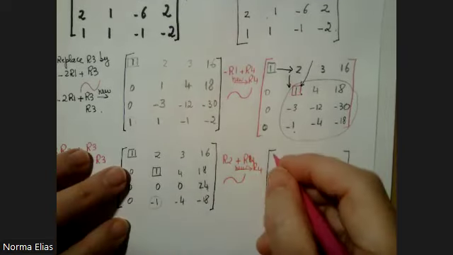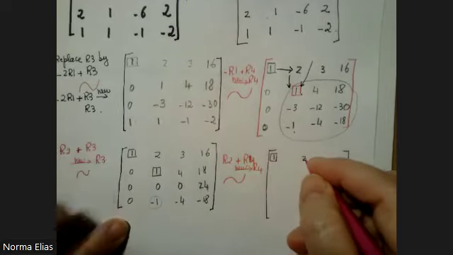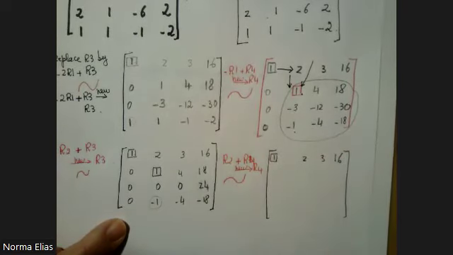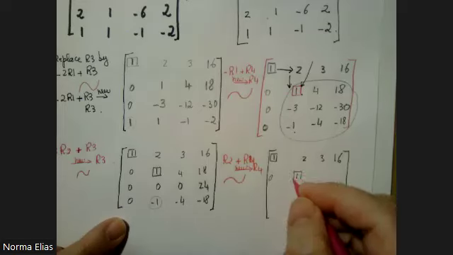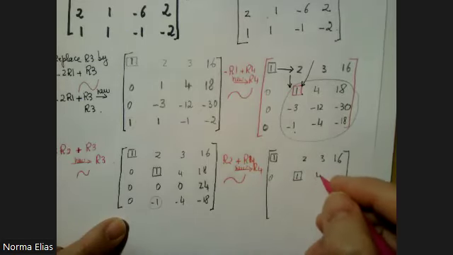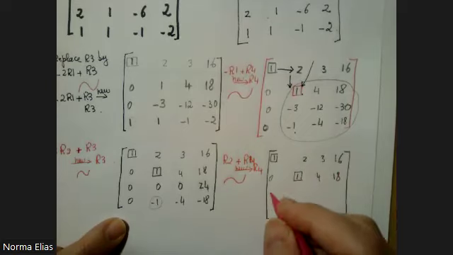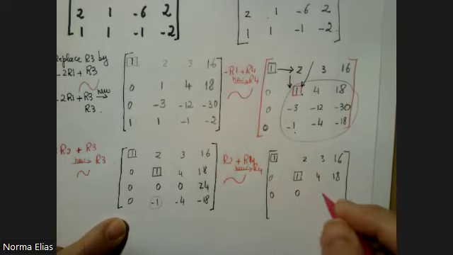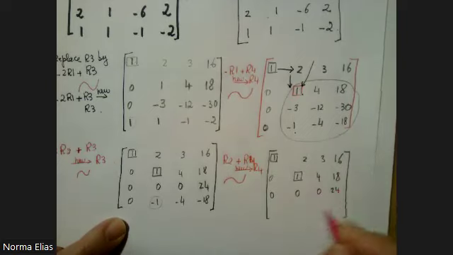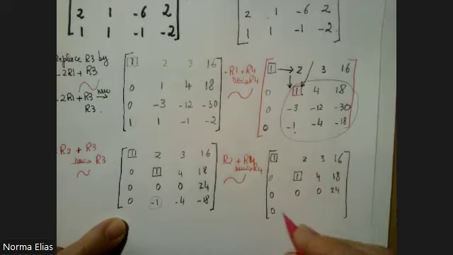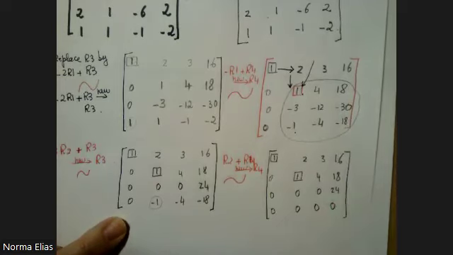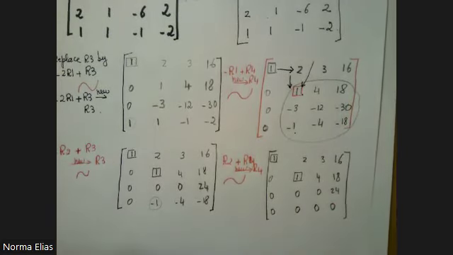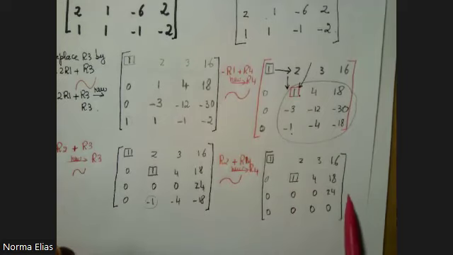Okay, so the first row, I did not touch it. 2, 3, 16. Second row, 0, 1, 4, 18, 0, 0, 0, 24, 0. Now I add 1 minus 1, it's a 0. 4 minus 4 is a 0. 18 minus 18, it's a 0. Okay, so let's see where we are at now.